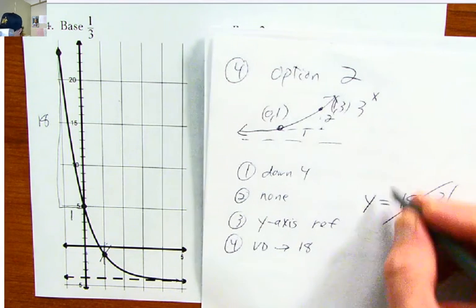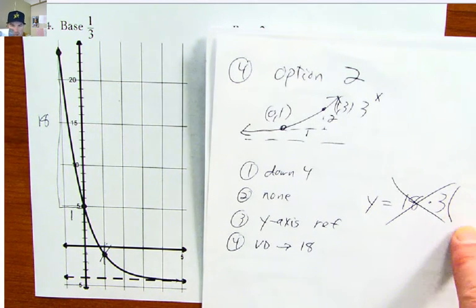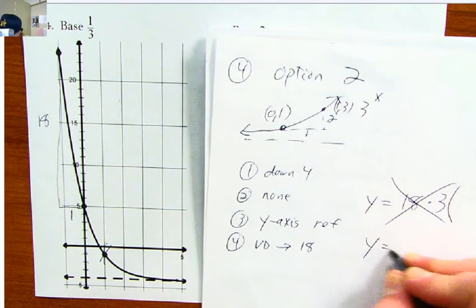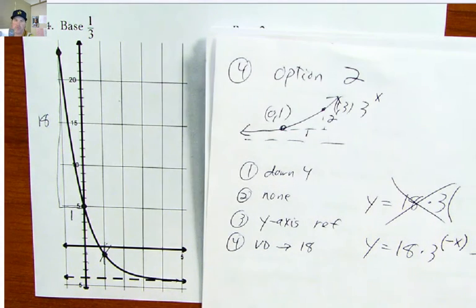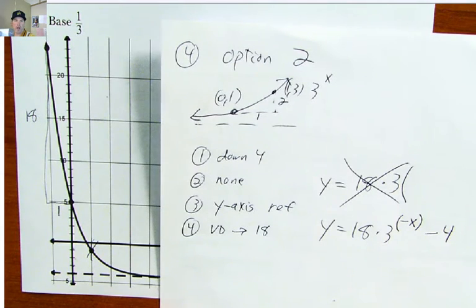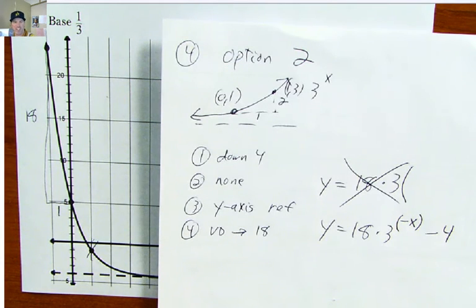Let me start over. This needs to be an exponent. 18 times 3, here comes the exponent, negative x, and then the down 4, minus 4. So option 1, option 2, slightly different looking equations, slightly different technique. I don't know which one's better, which one's easier. I think they're both good.